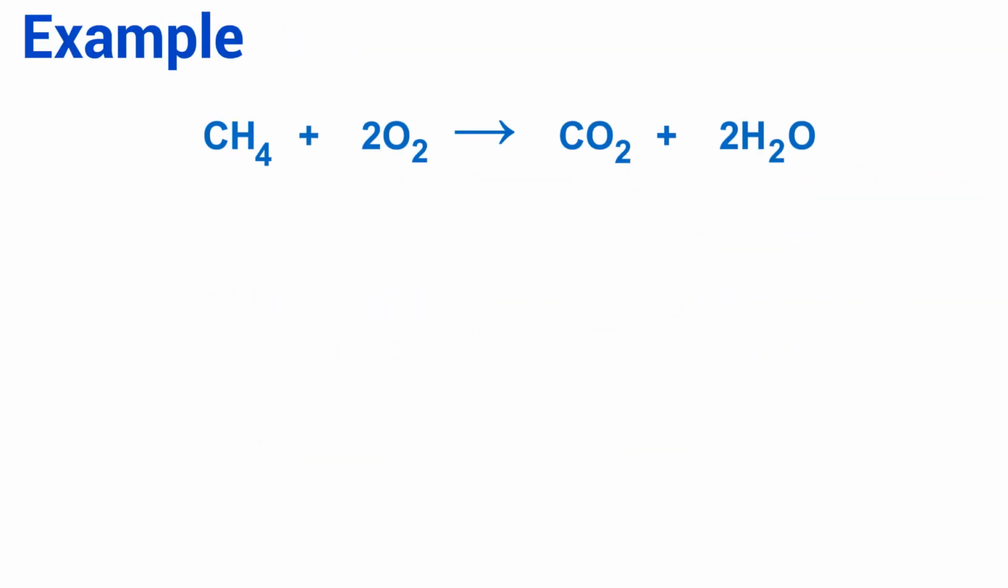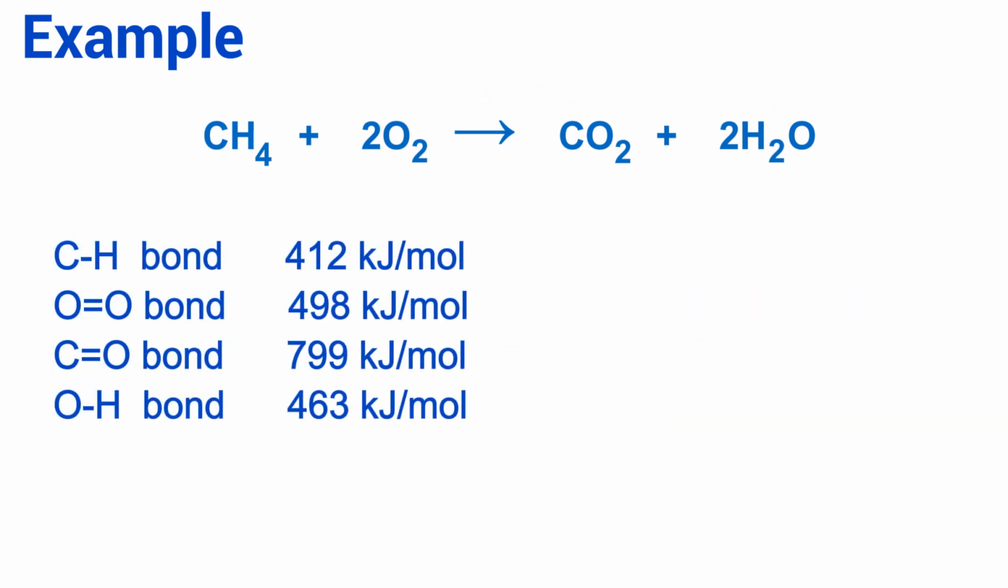Alright, let's dive into an example. Take a look at the combustion of methane. Here, we break 4 carbon-hydrogen bonds and 2 oxygen-oxygen bonds, and we form 2 carbon-oxygen bonds and 4 oxygen-hydrogen bonds. Each bond has a specific energy value, which you can see on the screen. Using these bond energy values, we can calculate the energy required to break all these bonds, and the energy released when the new bonds form.